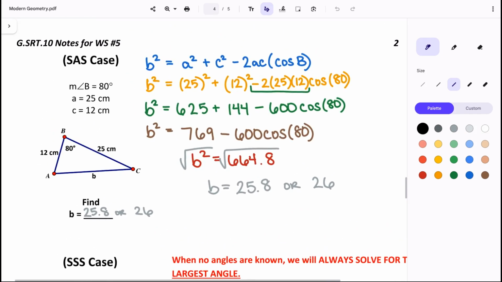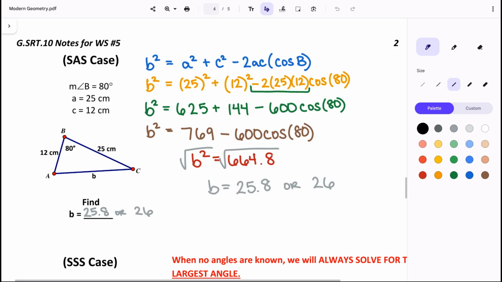All right, just as a quick reminder, this is what you guys did on Friday. We talked about the side angle side case with law of cosines, which is what we also just did on your bell ringer, where you had two sides and the included angle, and you were trying to find that side that's opposite of that included angle there.